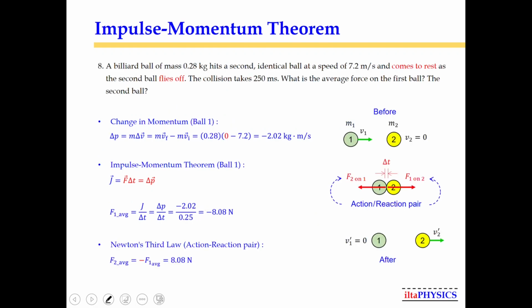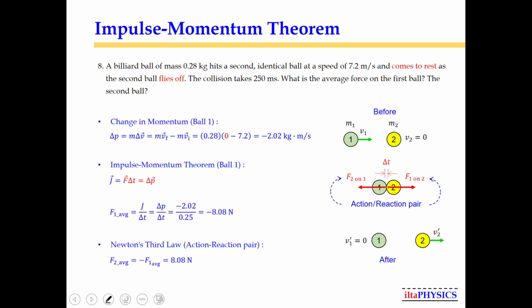Problem number 8 involves a collision between two billiard balls of the same weight. The first billiard ball hits a second one that was at rest. After the collision, the first ball stops right there, and the second ball moves forward. The collision lasted for 250 milliseconds. The problem asks for the average force exerted on both the first and second billiard balls.